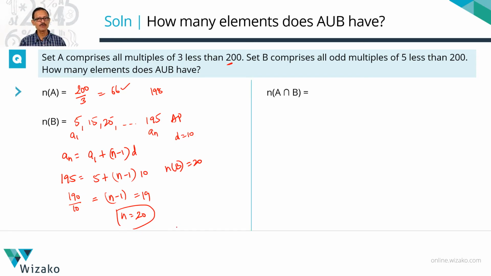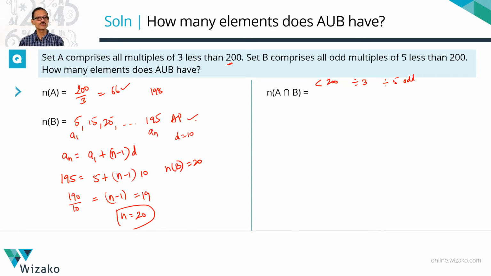That leaves us with computing the value of n of A intersection B before we have the answer. N of A intersection B, the number should be less than 200, should be a multiple of 3 or divisible by 3, and should be a number that is divisible by 5 but should be an odd number. We're going to take it with the same approach.